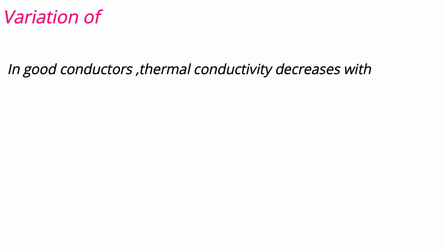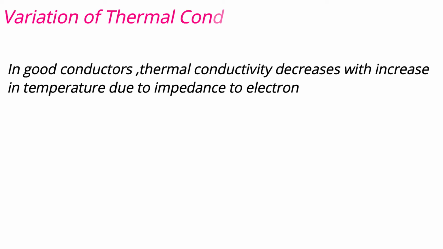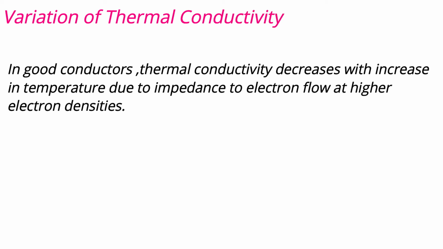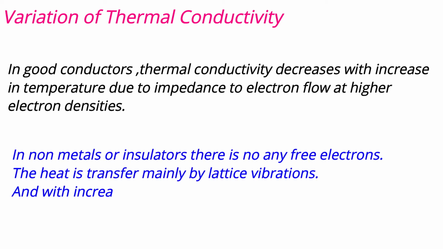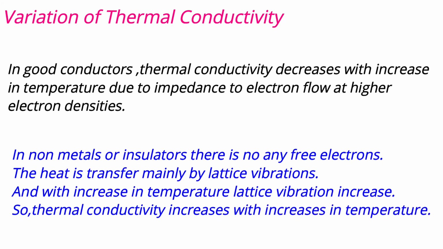Thermal conductivity is found to vary with temperature. In good conductors, thermal conductivity decreases with increase in temperature due to impedance to electron flow at higher electron densities. In non-metals or insulators, there are no free electrons. The heat is transferred mainly by lattice vibration, and with increasing temperature the lattice vibration increases, so the thermal conductivity increases with increase in temperature in the case of a non-metal.